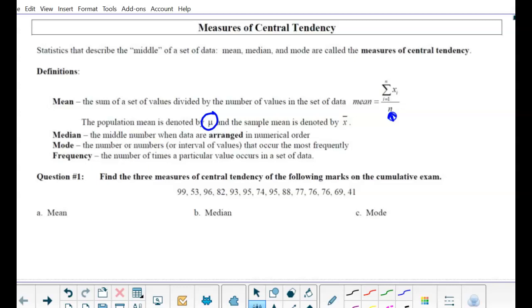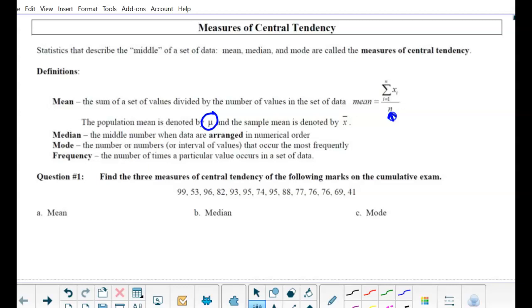Mode is the most frequently occurring value, or intervals of values. So if it's on the bar graph, whatever the highest bar is, whatever that interval represented, that's your mode. So it's the highest frequency. And frequency is the number of times a particular value occurs. So we already talked about that.